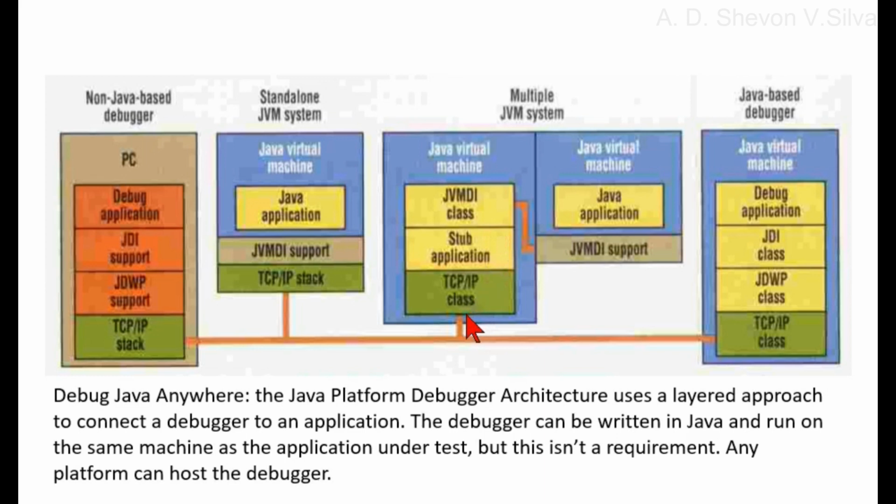The TCP/IP class interacts with the TCP/IP stack in the standalone JVM system, the TCP/IP stack in the non-Java based debugger, and the TCP/IP class in the Java based debugger. Here the Java application is inside the Java virtual machine, and JVMDI support interacts with the JVMDI class in the other virtual machine.